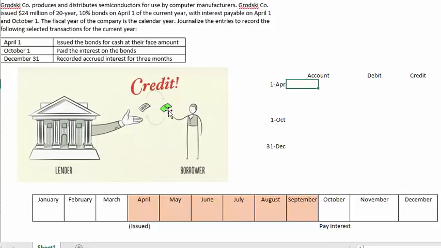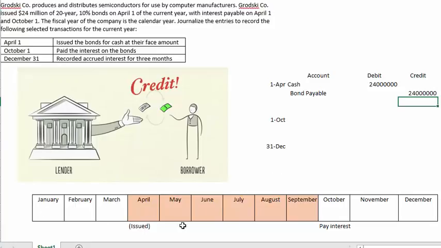So on April 1st, we have a pile of cash. We're going to debit cash, and the amount of cash we get is 24 million. In exchange for that, we give our promise, which is a long-term liability in this case because we pay it back more than 1 year from the date it's issued. So we're going to repay that entire $24 million. That's the entry you make at the point in time in which the bond is issued.